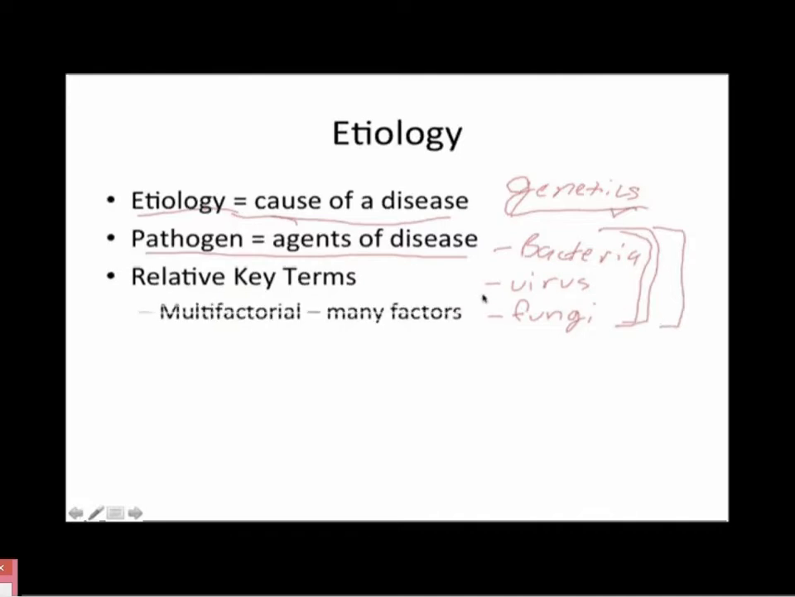Some terms that are related to etiology, one of them being multifactorial. Multifactorial: multiple, many, and factorial, factors. So when you see this term, what we're saying is there are many factors that are contributing to a disease. That goes right back to what I was just talking about, that many diseases are a combination of genetics and environment.